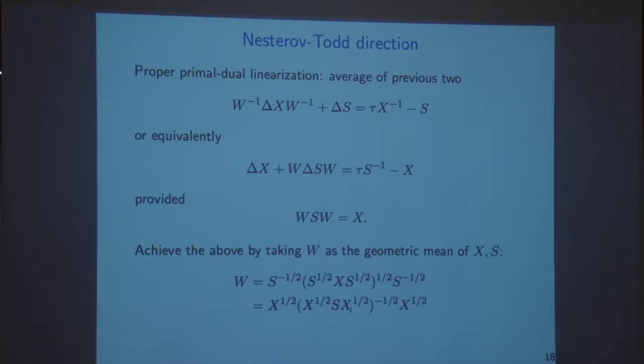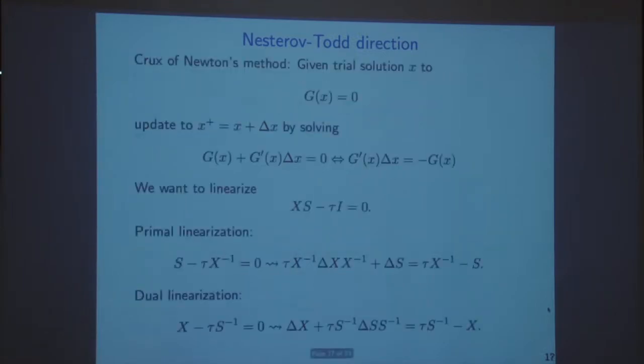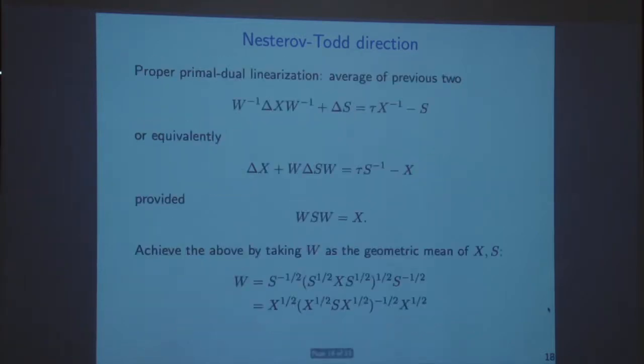And I think this happened one time that Nesterov was visiting Cornell for a semester, and then these two guys were really one of the most important, most prominent optimizers of the time, and they came up with this really brilliant idea. So the proper primal dual linearization would be some kind of average of the first one. The first one would be kind of a primal linearization. The first one is the same one that you would get if you applied the barrier method to the primal problem. The second one is what you would obtain if you apply the barrier method to the dual problem. And then the Nesterov-Todd direction is some kind of average of the two.